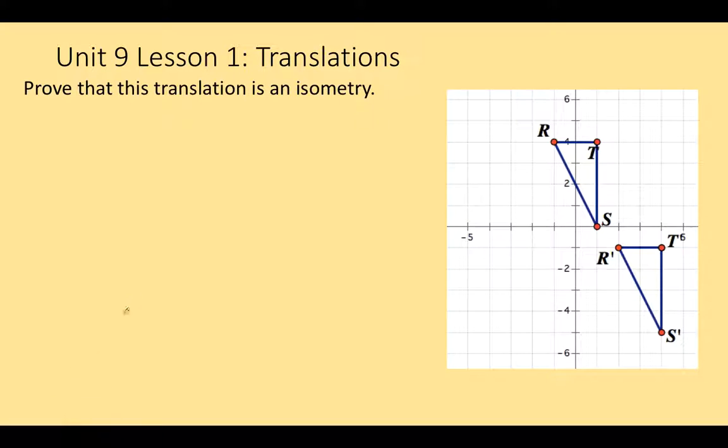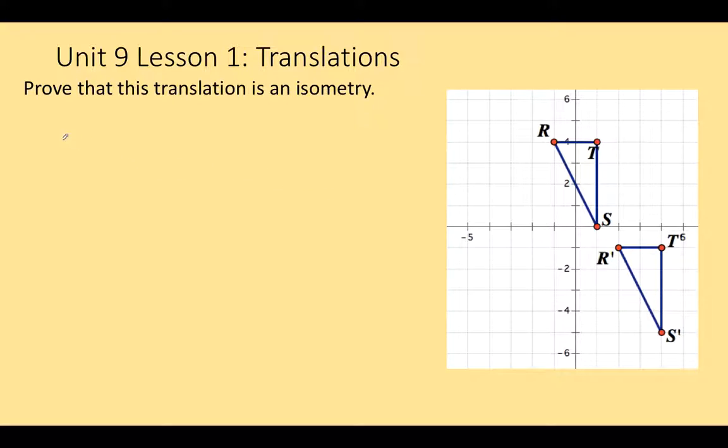Okay, this one, prove that this translation is an isometry. So this is learning target number 2. And so there aren't a whole lot of examples of this in the book. So you can kind of just practice this one to get a handle of it. So here is our pre-image. Here is our image. Notice that we have triangles. Well, how can you prove that triangles are congruent?